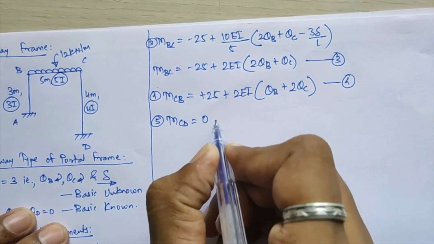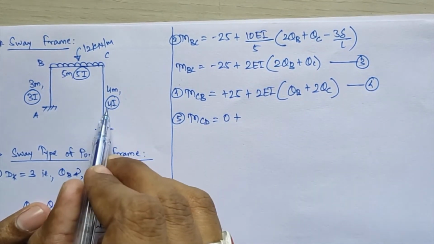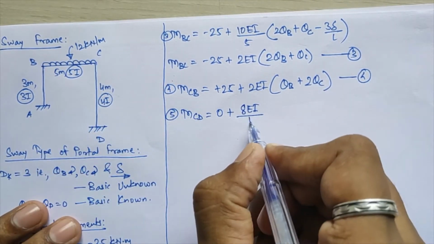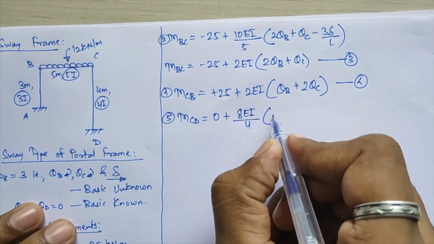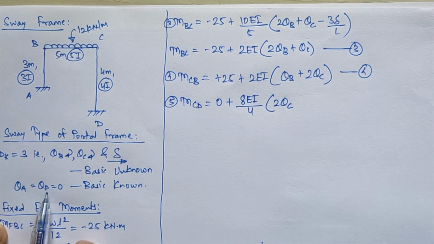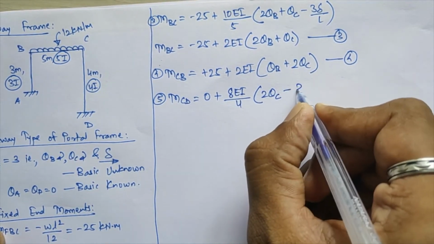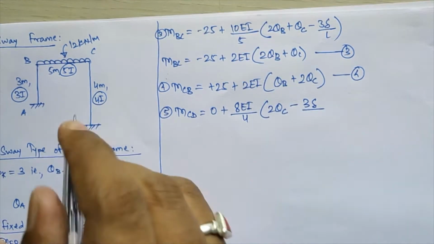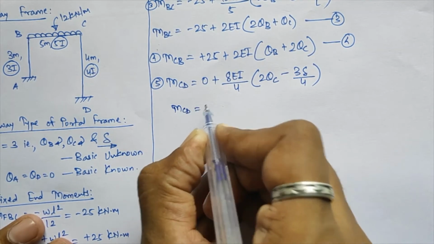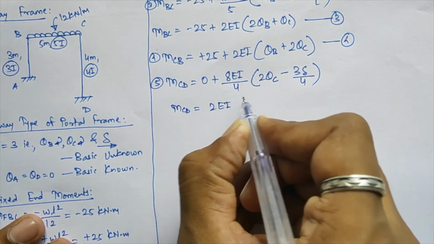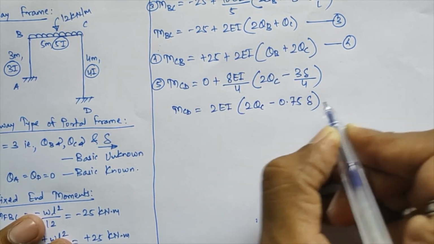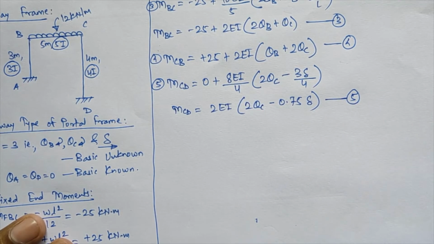Again MFCD is 0 plus 2EI, so I is your 4, so 2 into 4 I'll get as 8EI divided by length is again your 4 into bracket. Near end is your C, so I'll get as 2 theta C. Far end is D, but here theta D is coming 0, so I'll get that 0 minus 3 delta divided by length of this is 4. Okay, so I have simplified this. MCD is equal to 8 by 4 I'll get equal to 2EI into bracket 2 theta C minus 3 by 4, that is I'll get as 0.75 of delta. I'll call this as equation number 5.